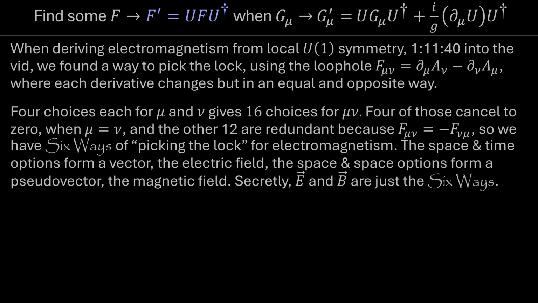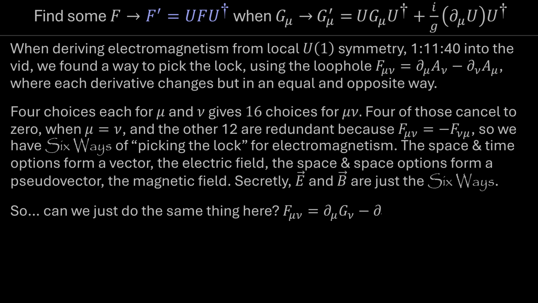And we know electromagnetism is a gauge theory, and the strong force is allegedly a gauge theory, and so maybe we can just do the same thing here. What do you think? Given that this 6 ways approach was a remarkable success for electromagnetism, can we just do the same thing here? Define F mu nu equals partial mu g nu minus partial nu g mu? Is that going to work? Is that going to lead us to a triumphant success? No. If we try to use the 6 ways, we find that our attempt will fail.